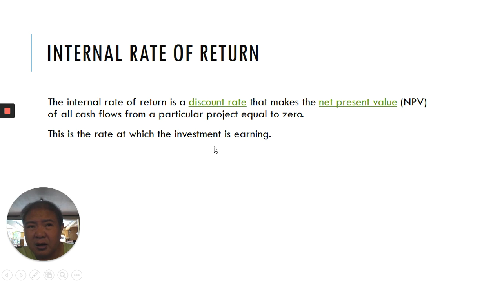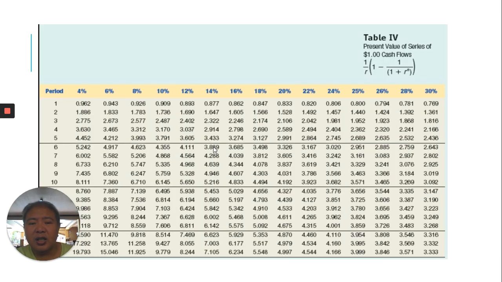Now this is a bit more challenging than the others, as I mentioned, because for the internal rate of return we have no choice but to use trial and error. And if we cannot locate the exact internal rate of return, then we have no choice but to interpolate. I hope that you still know how to interpolate. So let's have an example.